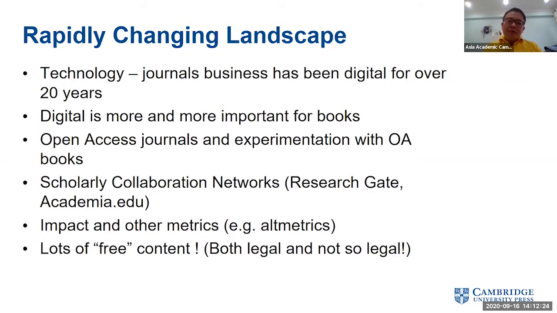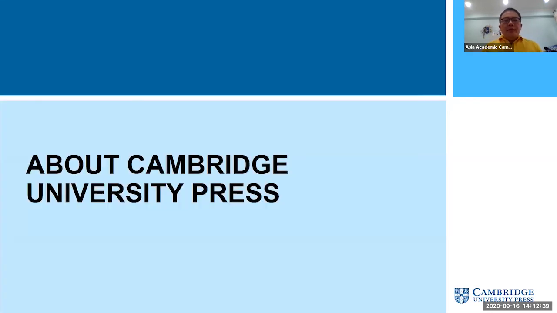Okay, so currently there's a lot of free content available out there. Some are actually legal, so you are allowed to access them for free, but some are not so legal. I think one of the most famous ones is Sci-Hub. Some of you may have heard of it. So that's it for the publishing landscape for journals at least.